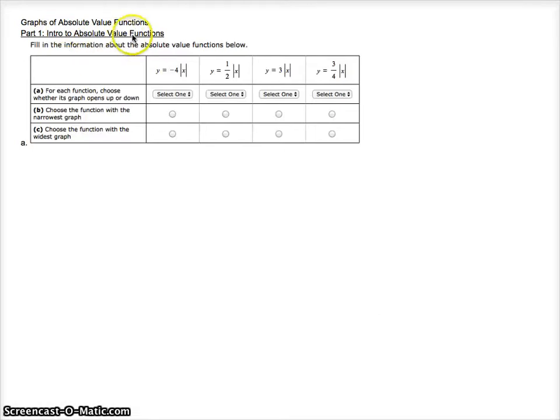In part 1 we're going to look at how absolute value functions change. It says fill in the info about the absolute value function below. Part A says for each function choose whether its graph opens up or down. Part B says choose the function with the narrowest graph. And part C asks choose the function with the widest graph.